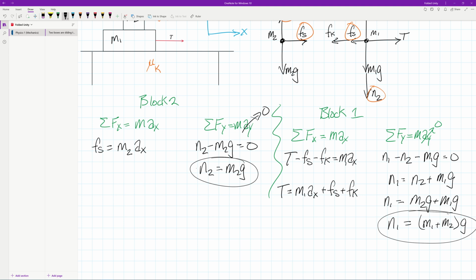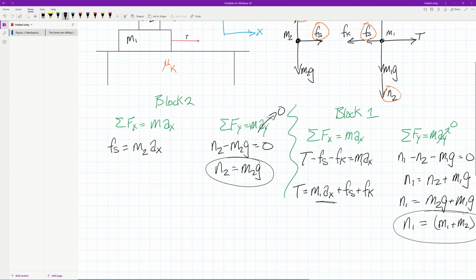Okay, so how do we maximize the tension force? Well, we're going to need to maximize the acceleration. And that acceleration shows up back over here as well, and that would be the acceleration on block 2. Well, how are we going to make that acceleration as large as possible? Well, we're going to need to make the static friction force as large as possible. That's actually a good thing because we have a formula for the maximum static friction allowed. That is static friction max equals mu s times the normal force.